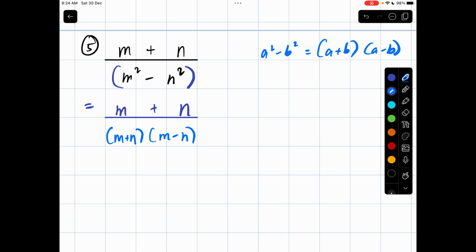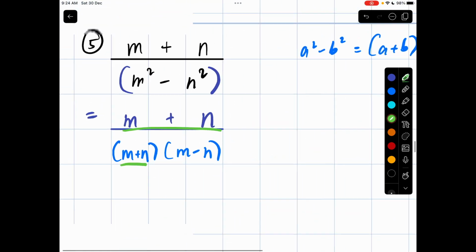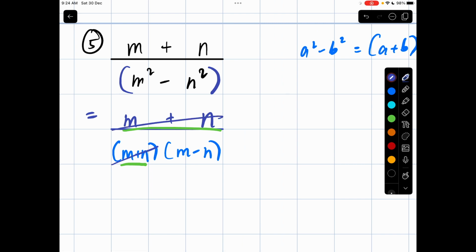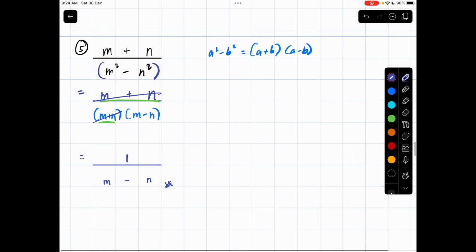So you might wonder, what can we do with that? Pay closer attention. You have m plus n and m plus n. So you can eliminate them by the process of elimination, and you will have 1 at the top, because 1 times m plus n is m plus n. And at the bottom, you will have m minus n. That's about it. As simple as that.